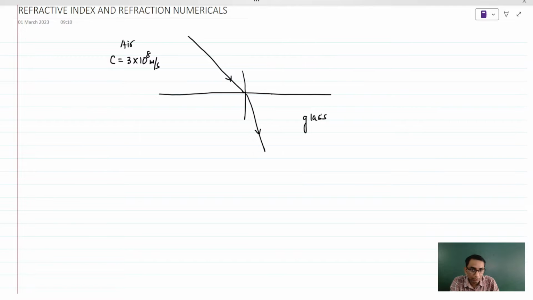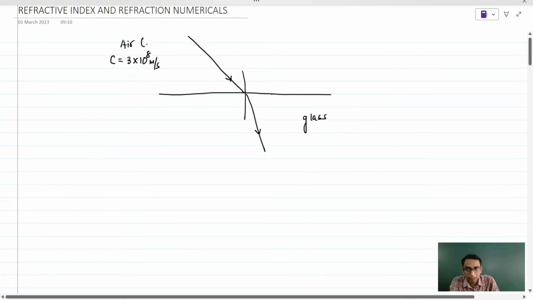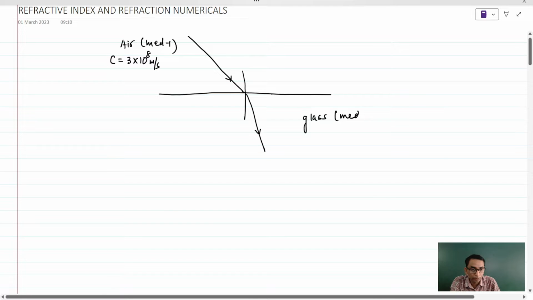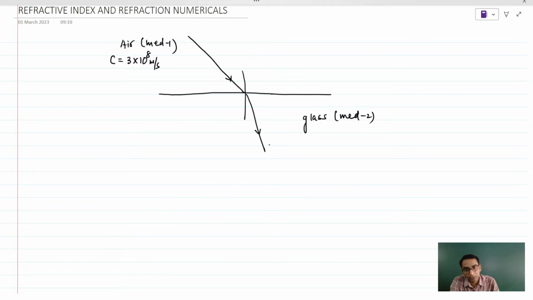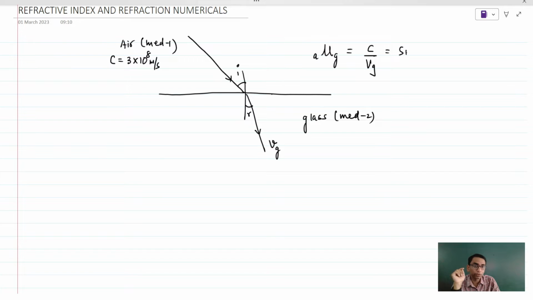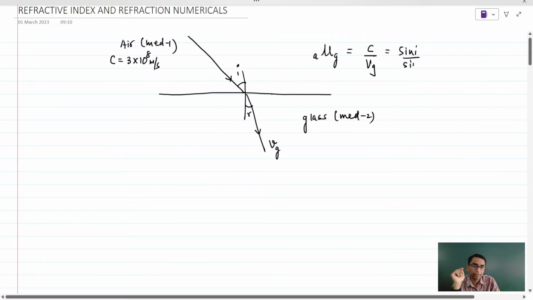This is glass. Now wherever you have the incident ray, that is medium number 1, so medium number 1 is air, and then you have medium number 2 as glass, and the speed of light over here is, let's say, Vg, correct? The angle of incidence is I, the angle of refraction is R. Then refractive index is always calculated for the second medium, that is glass, and that too with respect to the first medium, that is air. That is equal to speed of light in medium 1, that is c divided by Vg. This is the formula. That is also equal to sin I upon sin R.